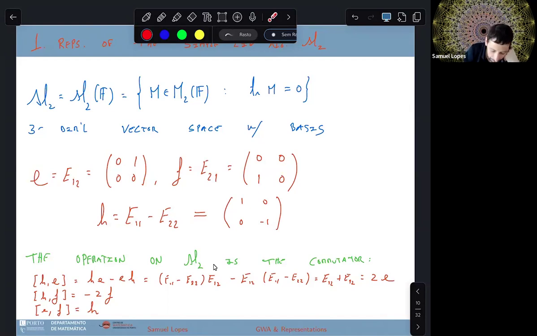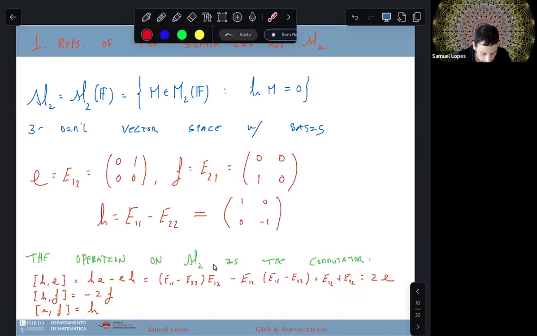So this is the operation. Let's try this operation on these two, H with E. H, remember, this is probably the easiest way to do the calculation. H in terms of matrix units is E11 minus E22. And E is the matrix unit E21. This way it's easy to do the computation, and you find out that it's 2 times E.